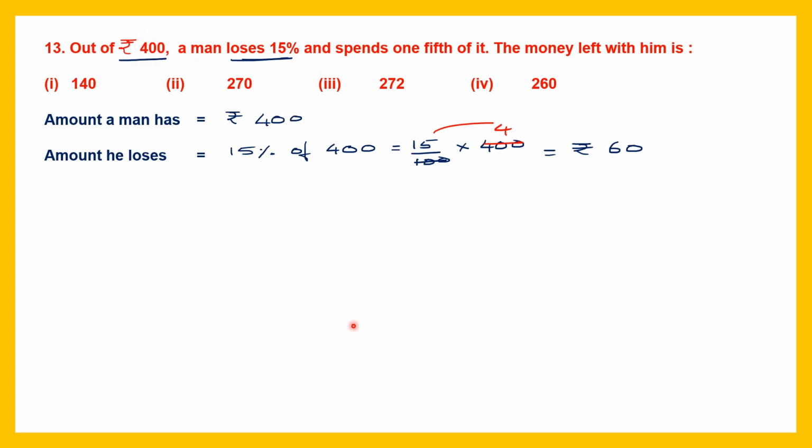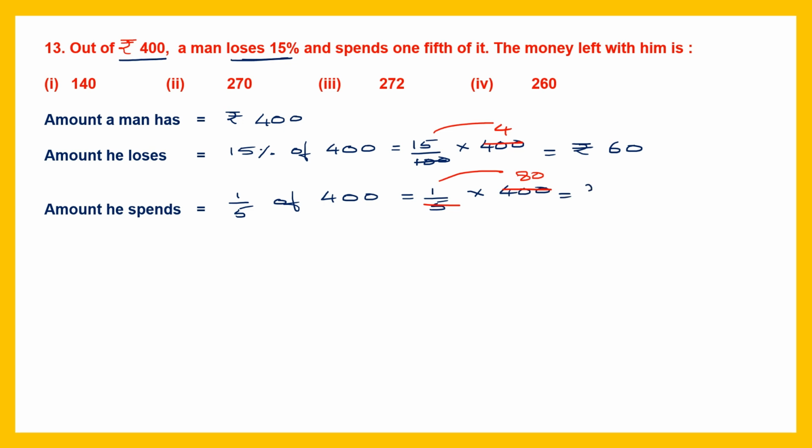1/5 of this money. So amount he spends is 1/5. That is 1 by 5 of the initial amount. Okay. So now here also we can simplify 1 by 5 into 400. Now here we can cancel 5 and 400. 5 into 80 is 400. And when we multiply 1 into 80, we get 80. That means the amount that he spent is 80 rupees.